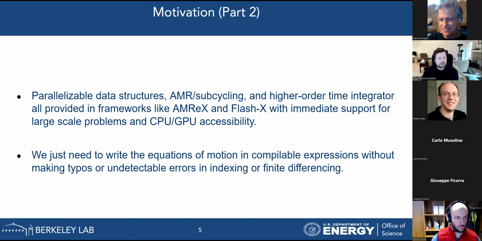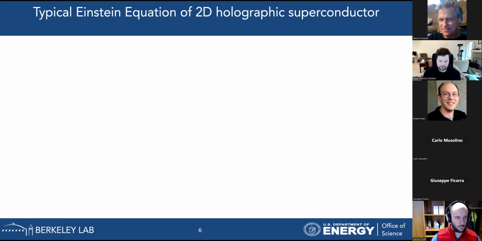Okay. So parallelizable data structures, all of this AMR and subcycling and high order time integrators are all provided in things like AMReX and FlashX with immediate support for large scale problems with CPU and GPU accessibility. So we just need to write the equations of motion in compilable expressions without making typos or undetectable errors in indexing or finite differencing.